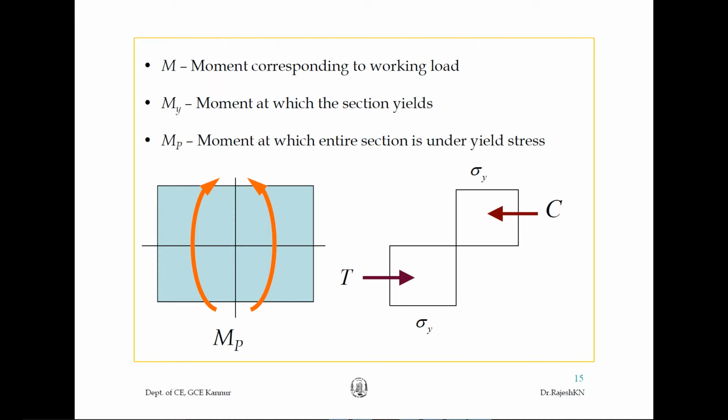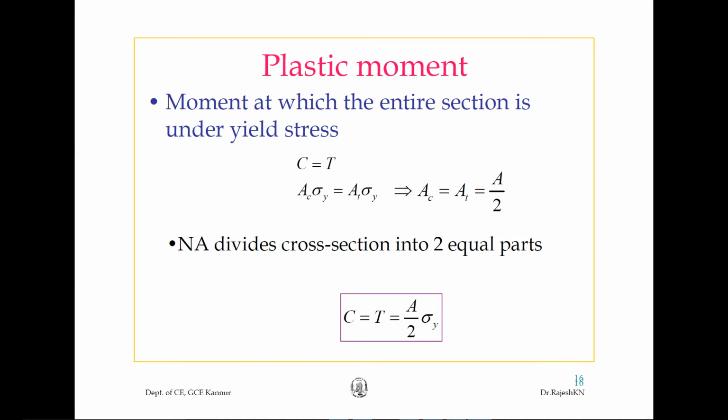Now M corresponds to the working moment, corresponding to working load, My at the yielding section, and MP when both the compression and tension sides become rectangular, and that moment is known as MP. Like here, the compression side and tension side are producing one couple moment which is known as the plastic moment, the moment at which the entire section is at yield stress.